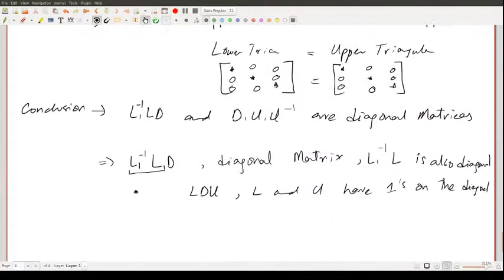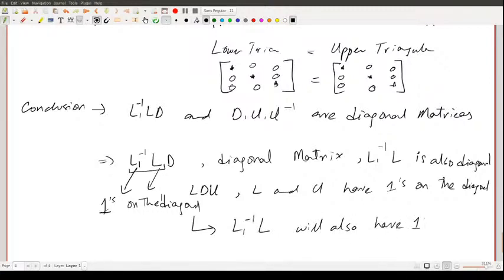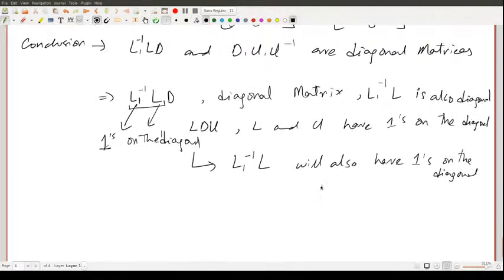So L and U have ones on the diagonal, which means L1 inverse and L1 both have ones on the diagonal. And when you multiply those diagonal entries, then L1 inverse L will also have ones on the diagonal. You can take some examples and check that this is true. And so the result is that I get L1 inverse L as a matrix which has ones on the diagonal, and it's also a diagonal matrix, which means it's nothing but the identity matrix.